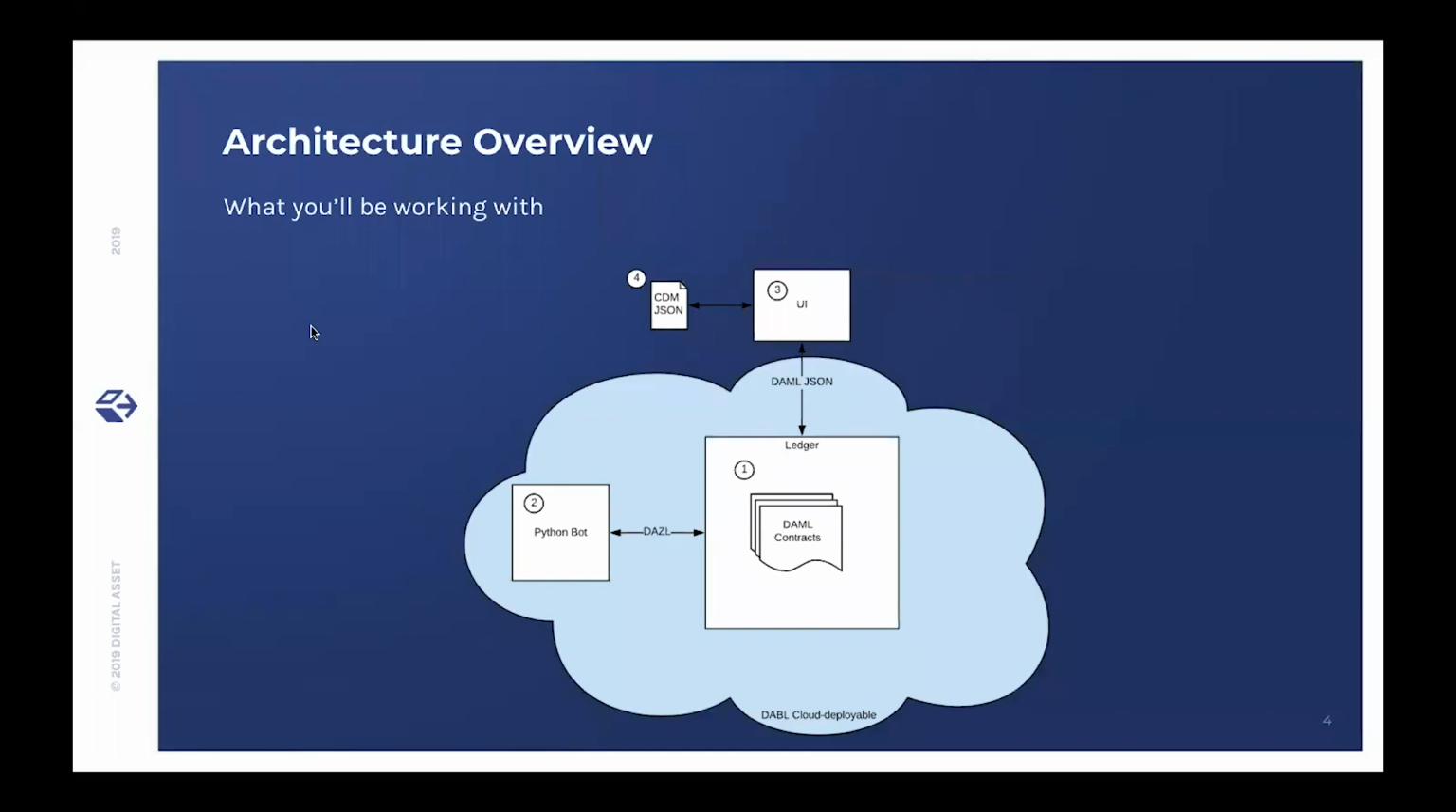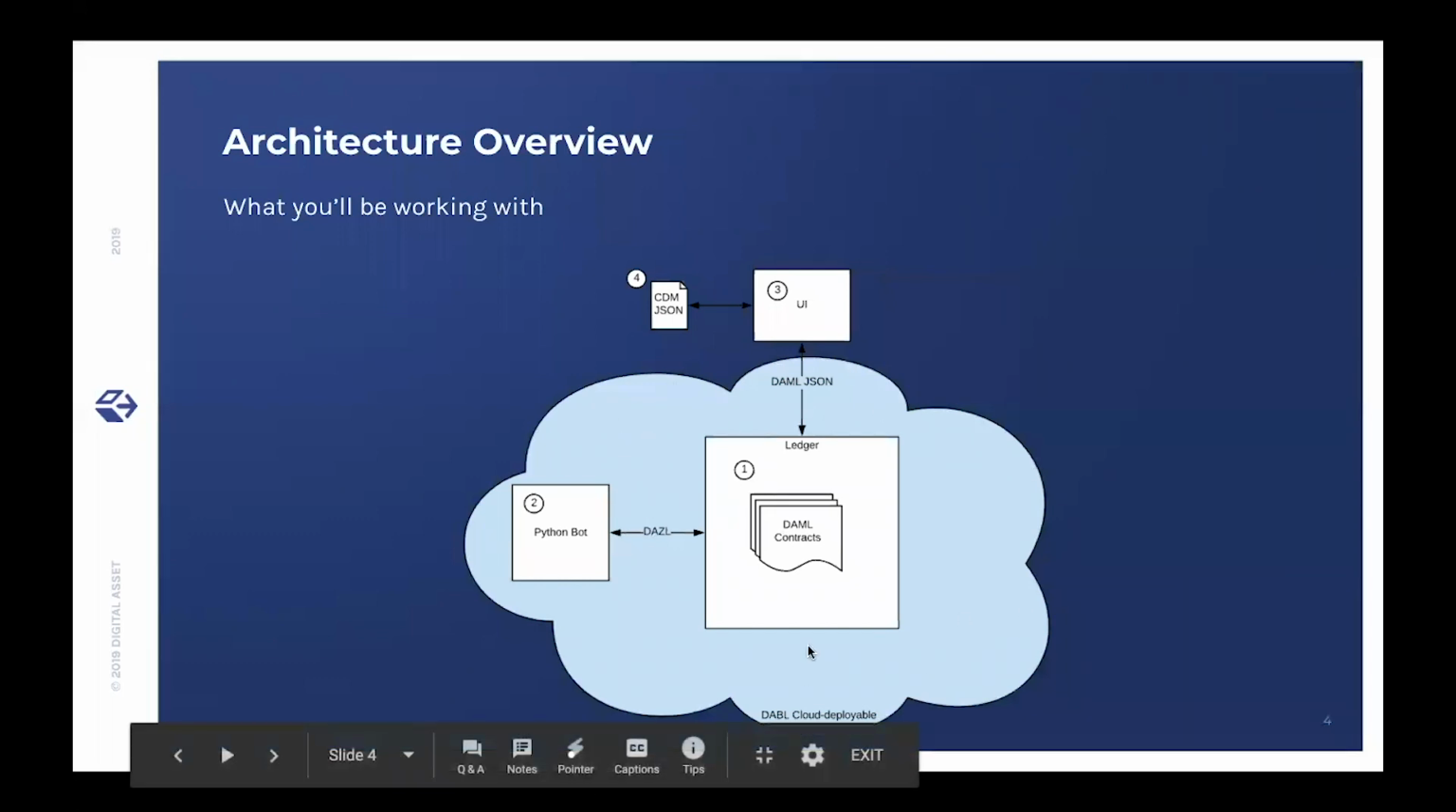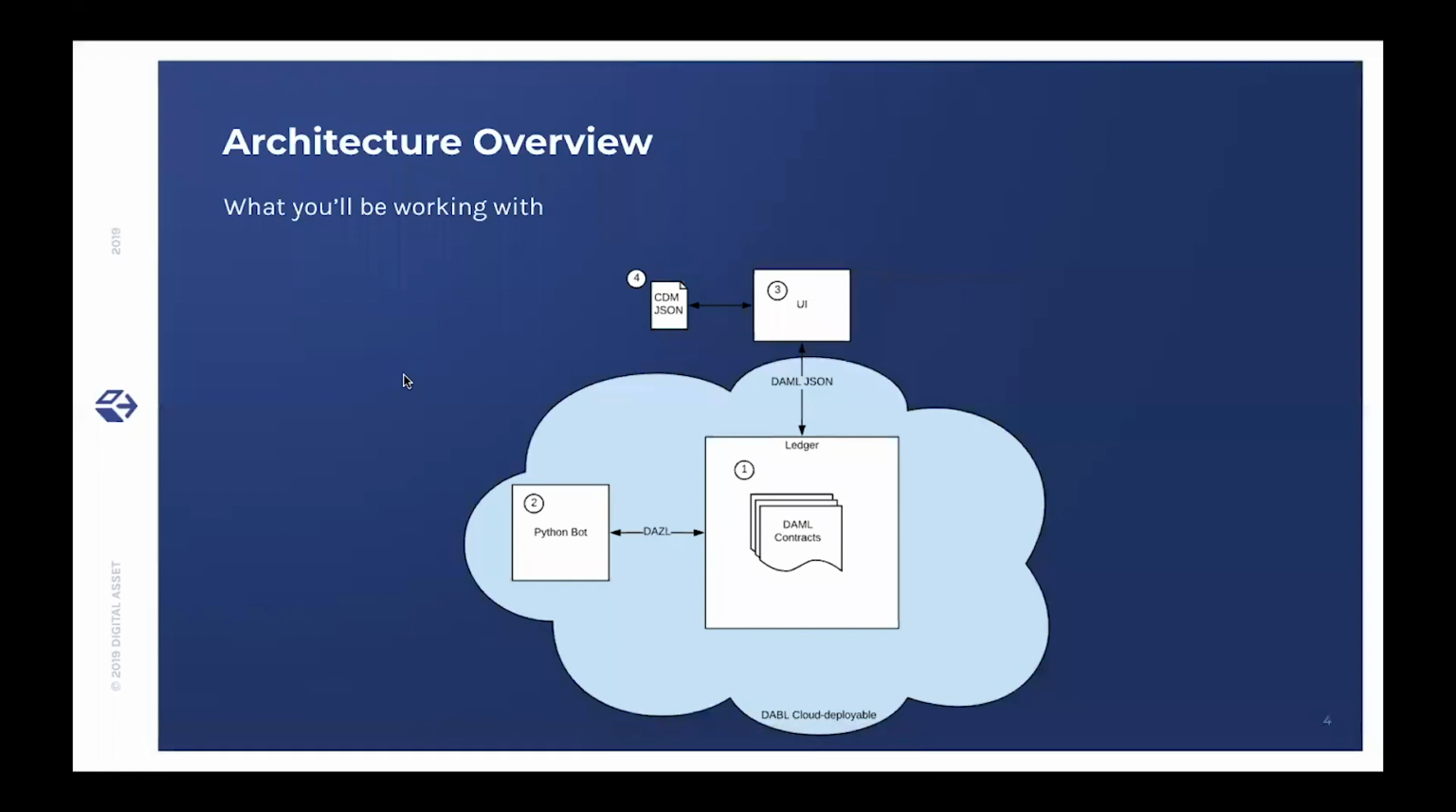This is a very high-level overview of the architecture that we'll be using for the hackathon. The light blue cloud here is Dabble. That's our cloud offering for a Daml-enabled ledger. It will host Daml contracts there, which specify most of the rules of the game. So we're hoping that the bulk of your hacking during the hackathon is going to be using Daml to set up the relevant workflows, which will be hosted on that ledger.